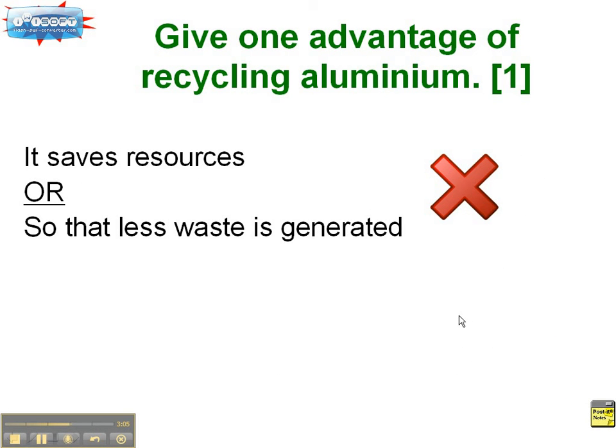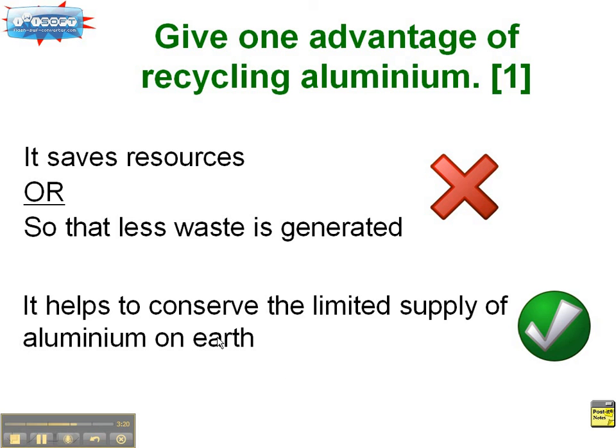Give one advantage of recycling aluminium. It saves resources. I think this one I've mentioned many times. So that less waste is generated. All these are no, because they are not specific enough. What do you mean by save resources? What resources? Water resources? So instead you have to say it helps to conserve the limited supply of aluminium on Earth. Okay, again the keyword is specific.